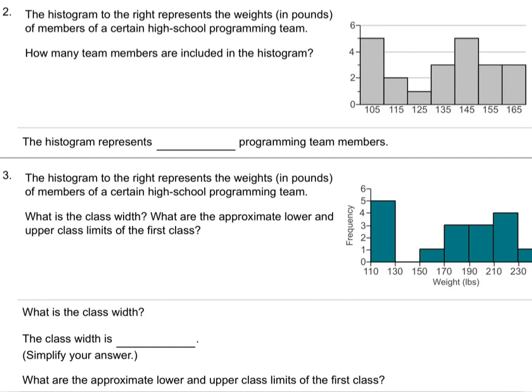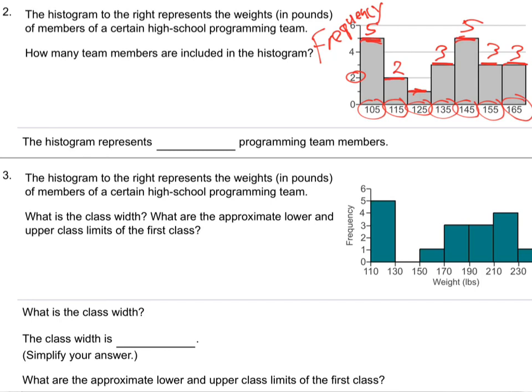Over here on the left, this is the frequency. This is how many people, in other words. So you see how this bar goes up to 5? That means 5 people weigh 105 pounds, 5 of the people on the programming team. 2 people, this bar stops at a height of 2, weigh 115 pounds. 1 person weighs 125. 3 people weigh 135. 5 people weigh 145. 3 people weigh 155. And 3 people weigh 165.